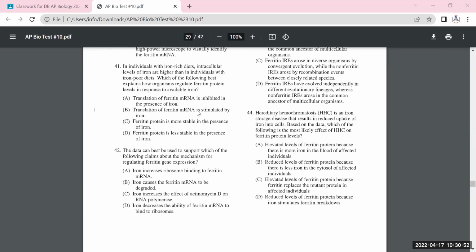42. The data can best be used to support which of the following claims about the mechanism for regulating ferritin gene expression.